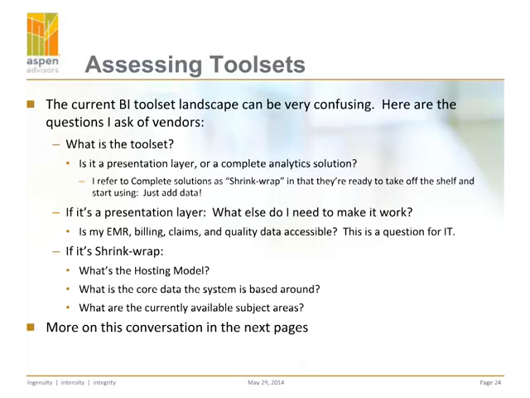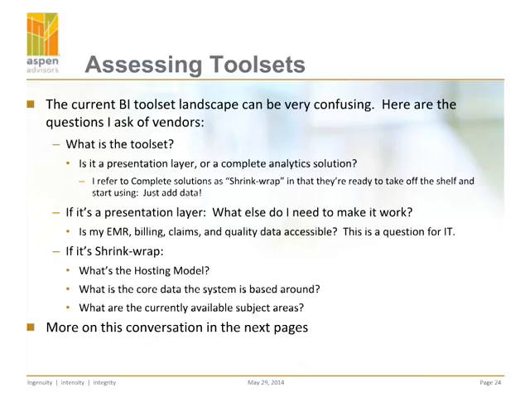The current BI tool set landscape can be very confusing. So here are the basic questions you need to find out. What are you buying is the first thing. We need to find out if it's a presentation layer or a complete analytics solution. When I talk about a complete analytics solution, I call that a shrink wrap solution, because it's more or less ready to take off the shelf and start using. I'm going to get into what these details mean on the next page.